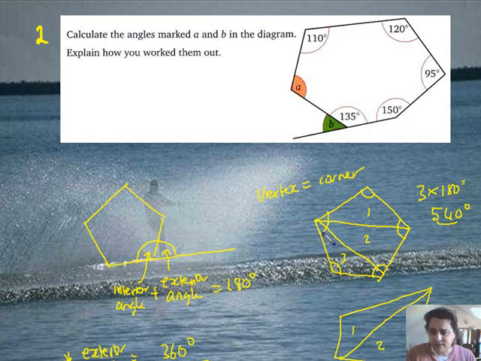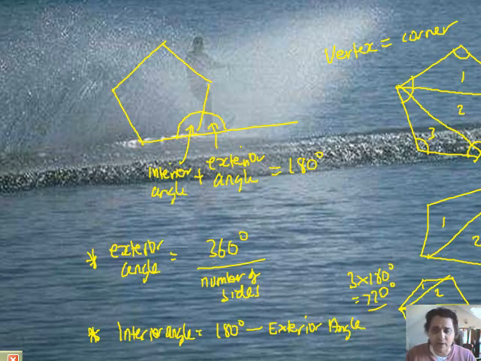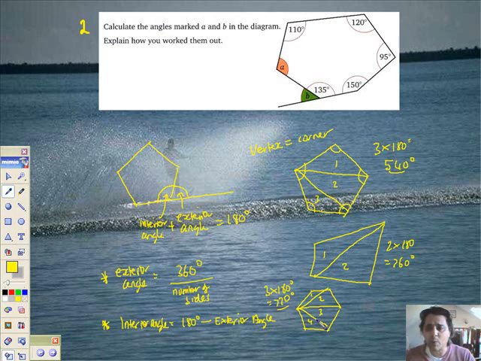And have you noticed, look at this, it's 5 sides, 3 triangles, 4 sides, 2 triangles, 6 sides, 4 triangles, 10 sides, 8 triangles, 15 sides, 13 triangles. However many sides you've got in your polygon, if you take away 2, that's how many triangles you get. And then you multiply that number of triangles by 180 to get the sum of the interior angles.